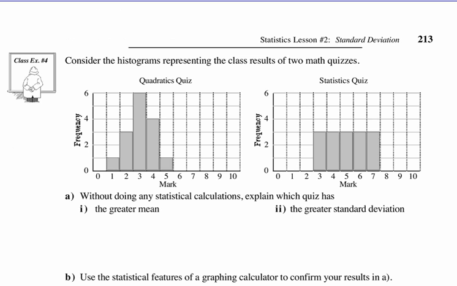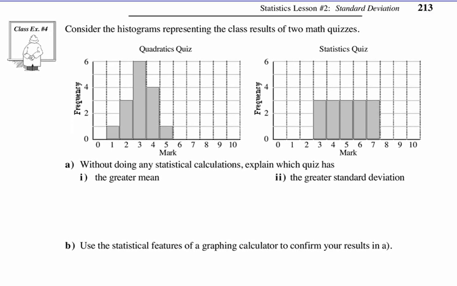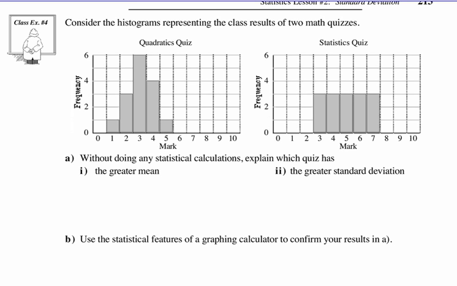All right, last question here. Without doing any statistical calculation, explain which quiz has the greater mean. So mean is average, right? It's hard to see these right now, so I'm just going to outline them. Whereabouts would the average be for the first one, and whereabouts would the average be for the second? Well, the average is about 3 for the first. It's about 5 for the second.